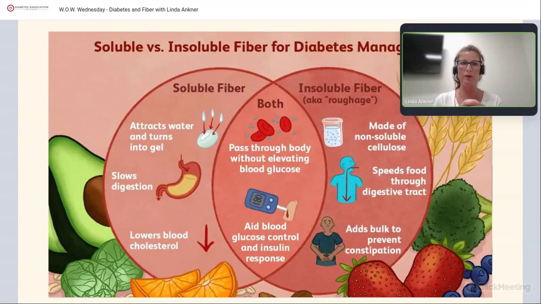And then you can see them both combined help pass through the body without elevating the glucose, and aid in blood glucose control and insulin response.